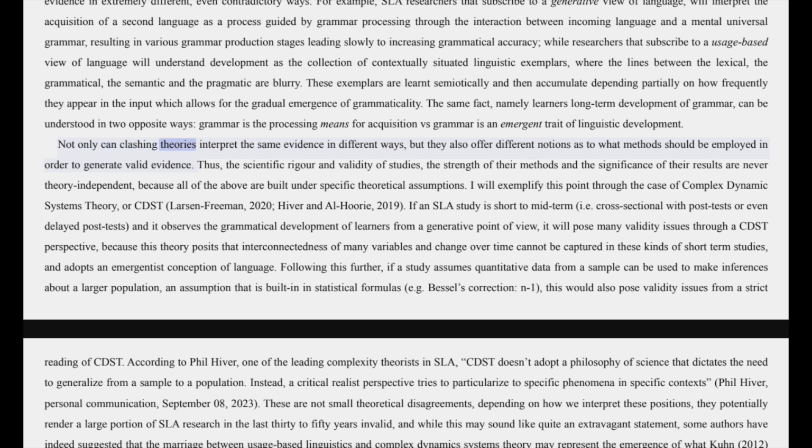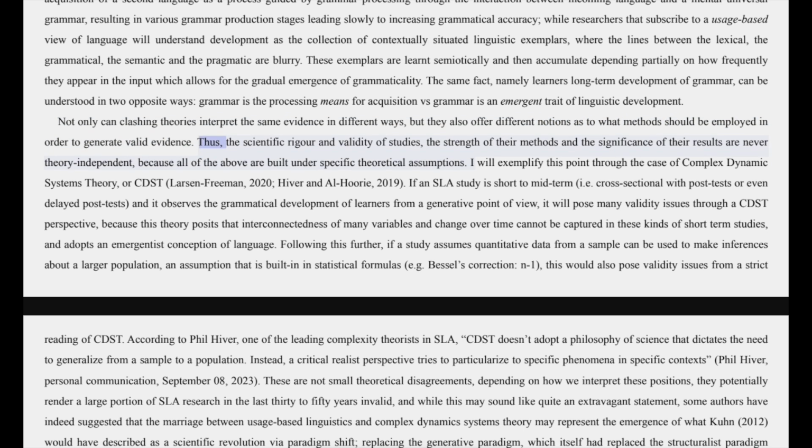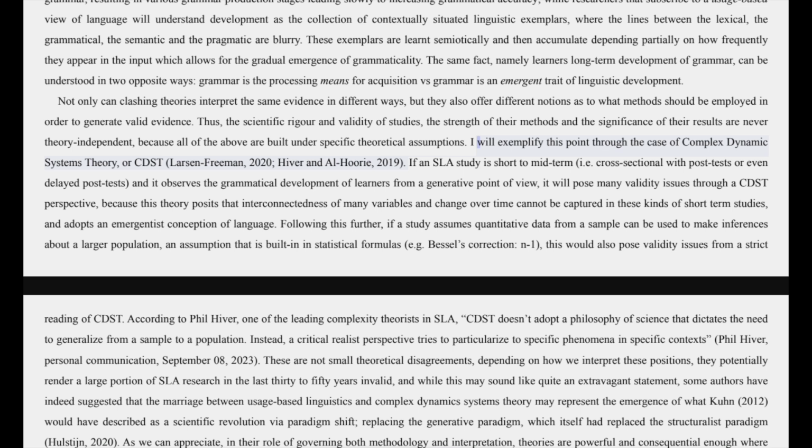Not only can clashing theories interpret the same evidence in different ways, but they also offer different notions as to what method should be employed in order to generate valid evidence. Thus, the scientific rigor and validity of studies, the strength of their methods and the significance of their results are never theory independent, because all of the above are built under specific theoretical assumptions. I will exemplify this point through the case of complex dynamic systems theory, or CDST.